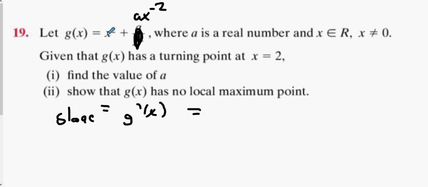What's x squared when you differentiate it? And what's ax minus 2 when you differentiate it? 2ax minus 3. What does it guarantee us? That the slope is 0 when the x value is 2. So replace it with 2.